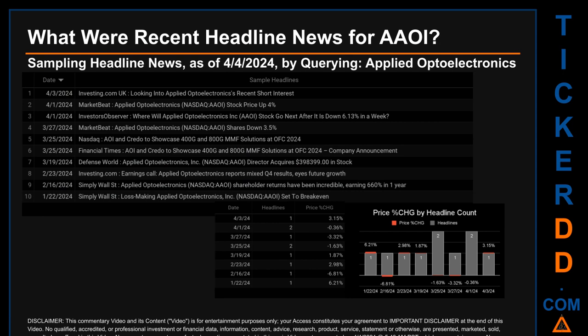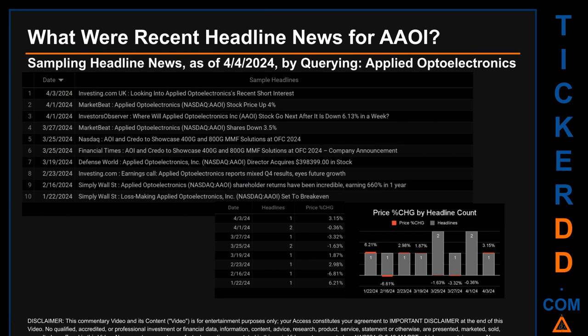Publication dates span 72 days. The latest publication was Wednesday, April 3, 2024, when Investing.com UK published the headline that read, "Looking into Applied Optoelectronics' recent short interest." The oldest publication was on Monday, January 22, 2024, 3 months and 13 days ago, when Simply Wall Street published the headline that read, "Loss-making Applied Optoelectronics, NASDAQ, AAOI, set to break even."